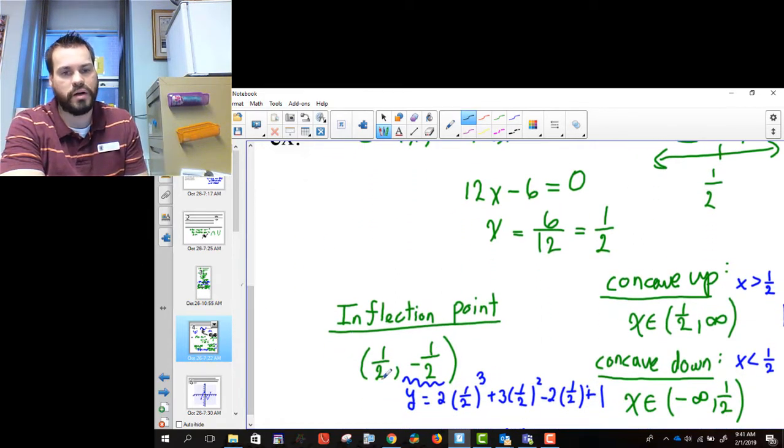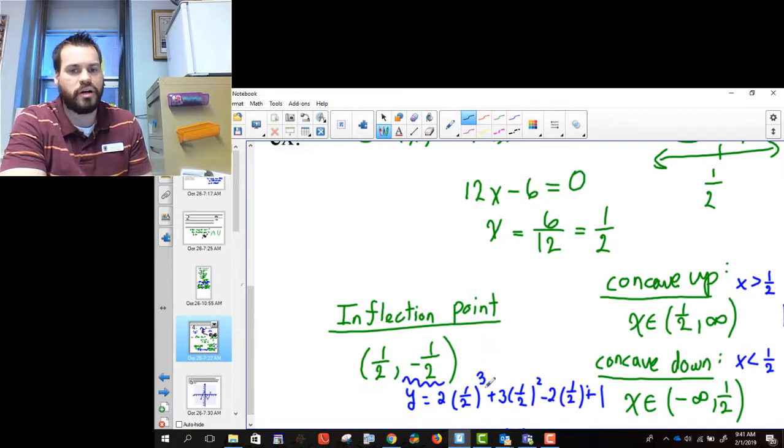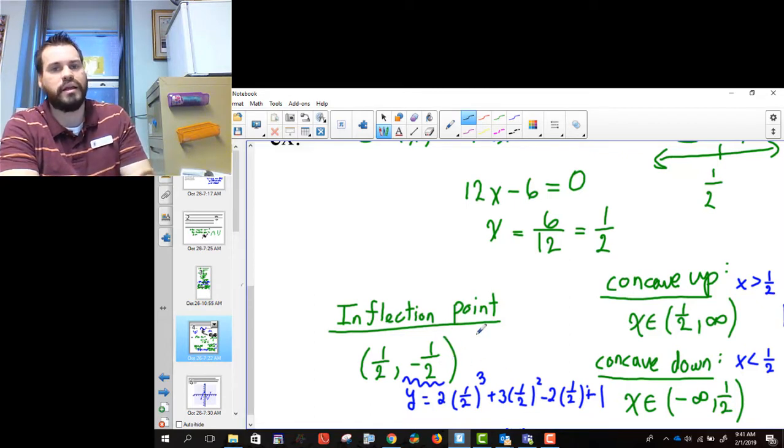So the inflection point is at 1/2 and whatever the y value is. Every time you're looking for a y value, you go back to the original function. So I go back to 2x cubed plus 3x squared minus 2x plus 1, and I plug in 1/2, and it gave me negative 1/2. So there's an inflection point at negative 1/2.